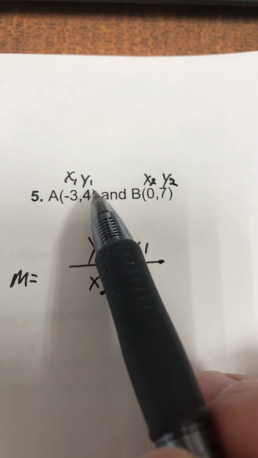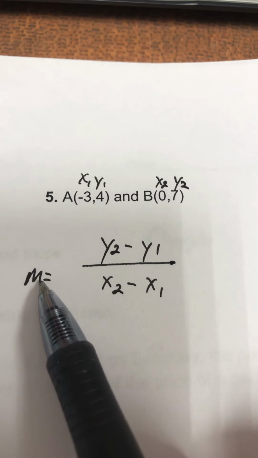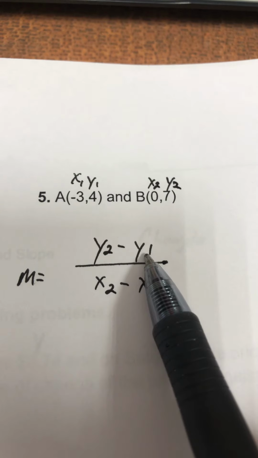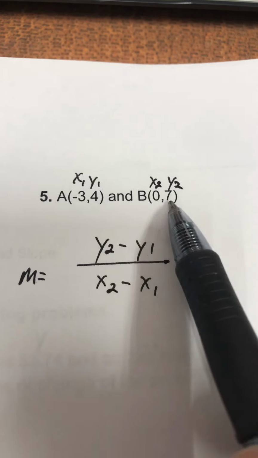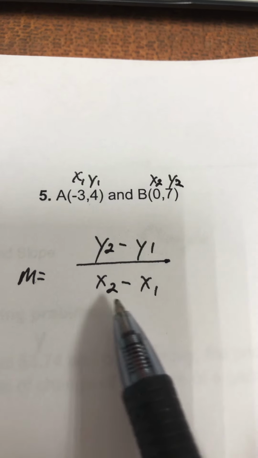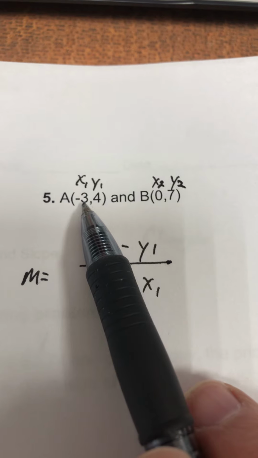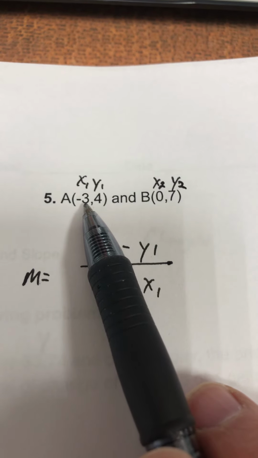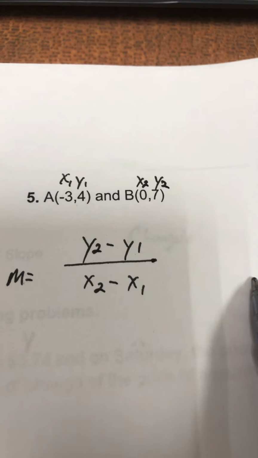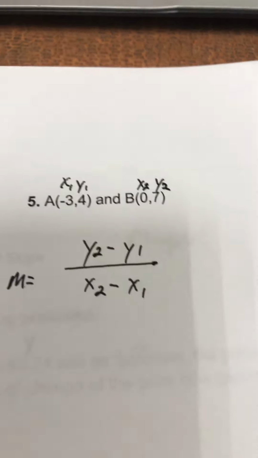This is my x1, my y1, my x2, my y2. And remember, slope is represented by the letter M. And I'm going to take my y2 minus my y1. So that would be 7 minus 4, over 0 minus a negative 3. Minus a negative 3 is going to be 0 plus 3. So you have 0 plus 3, so that would be 3. Okay, and then go ahead and work that out if you can. If you can't, just leave it as a fraction.